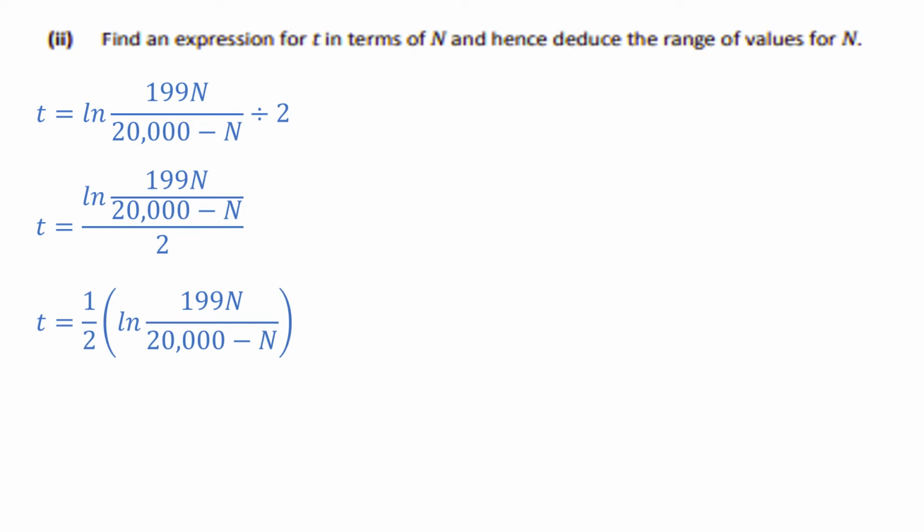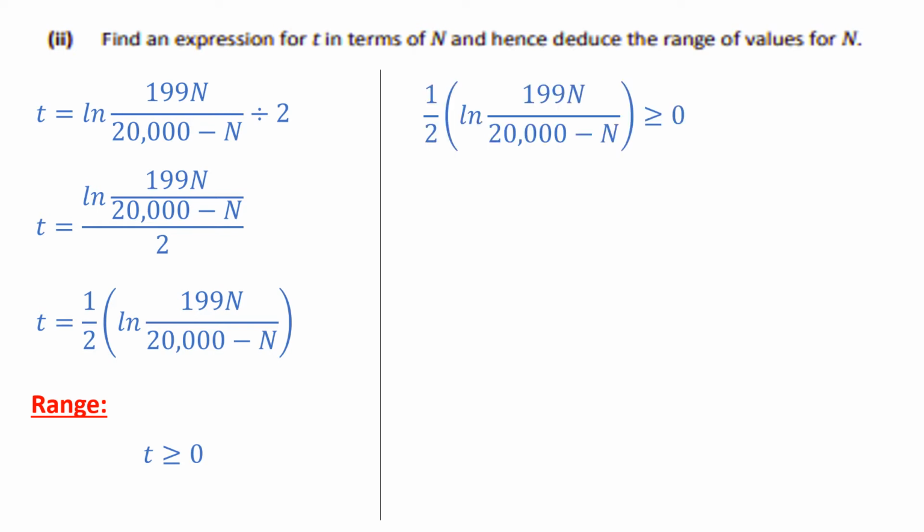So now I'm going to try and deduce a range of values for n. So time will have to be greater than or equal to 0 because it has to start. Time can't be negative. So that's where I'm going to start. I'm going to say, well, this fraction must be greater than or equal to 0. I can multiply both sides by 2 to get rid of that fraction, and I end up with the natural log of this is greater than or equal to 0.